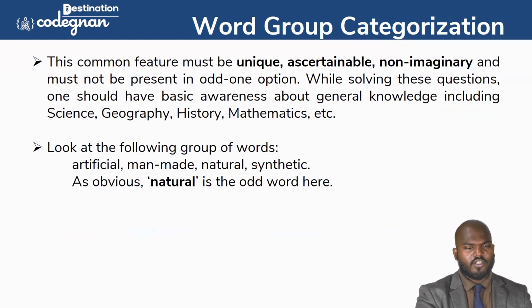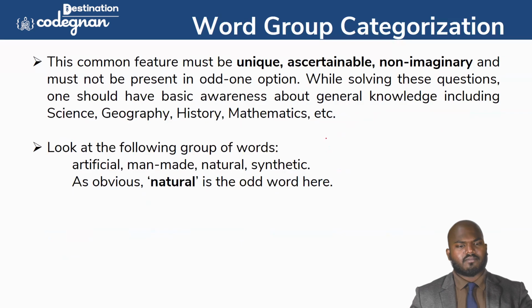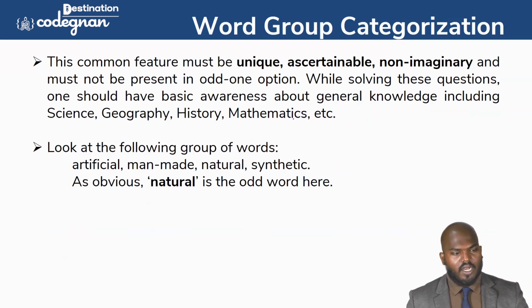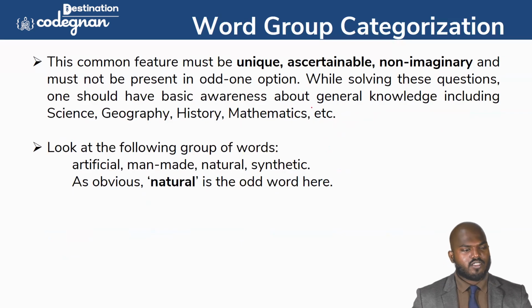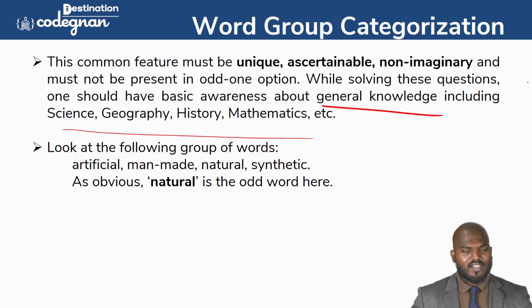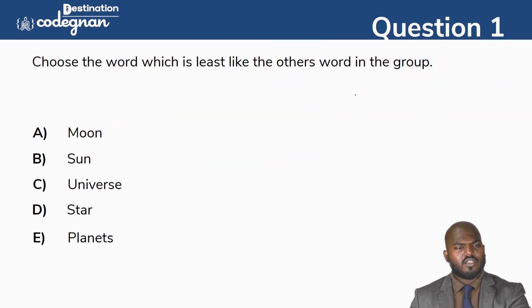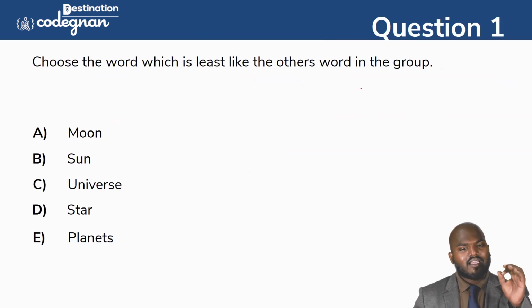Going forward, it may be anything: unique, ascertainable, non-imaginary. But while solving the question, one should have basic awareness of general knowledge, including science, geography, and mathematics. Among the topics, only this particular word group categorization will come under this. Got it, guys? So going onwards: choose the word which is least like the other words in the group.